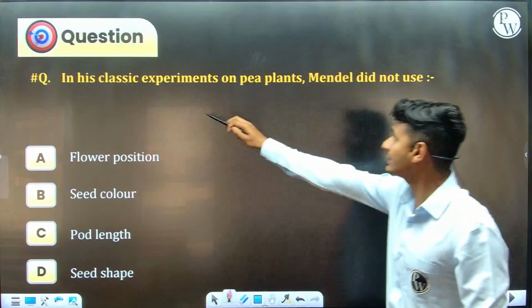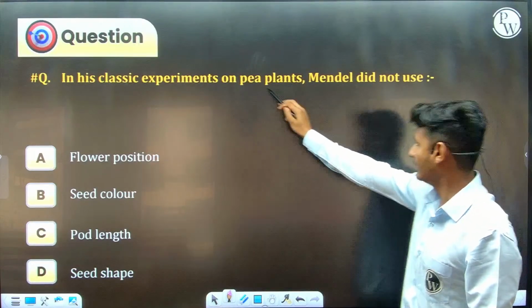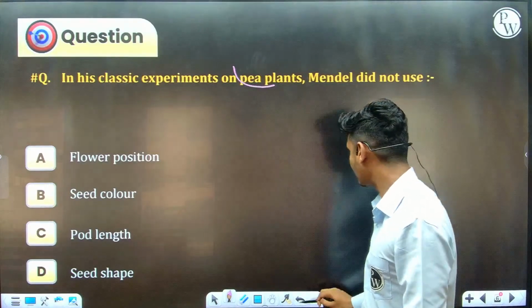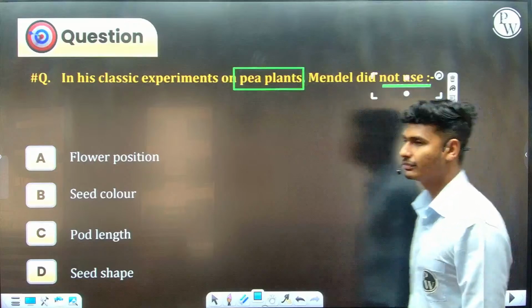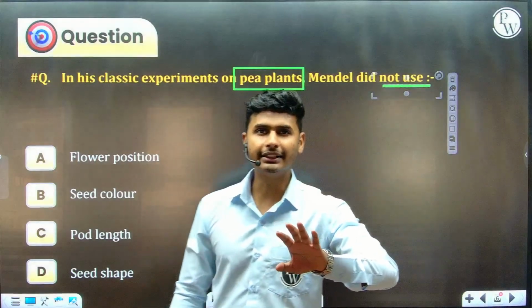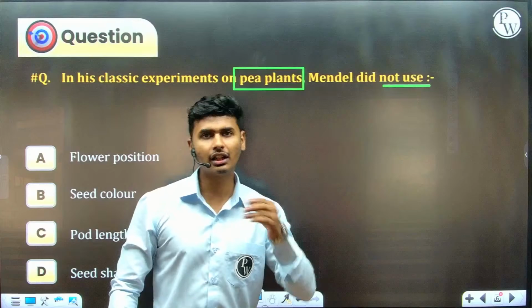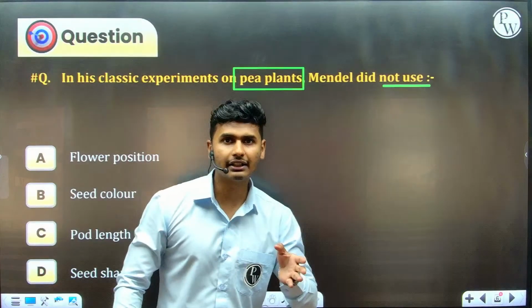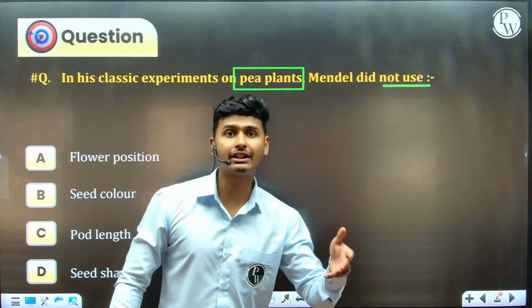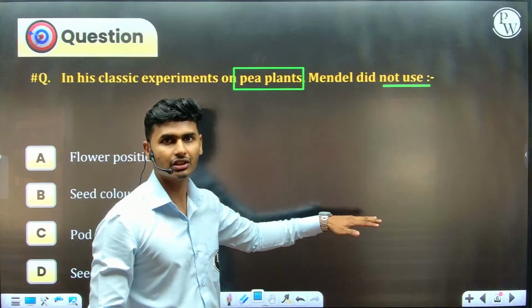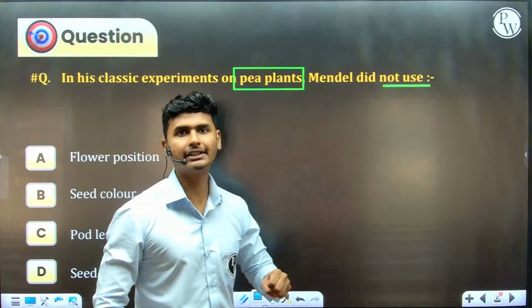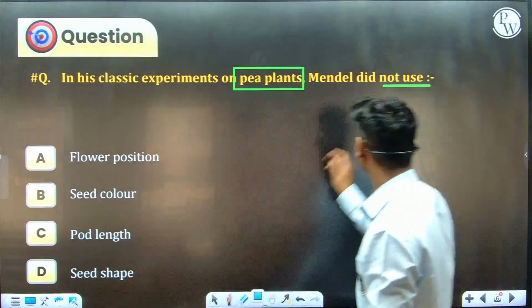In his classic experiment on pea plants, Mendel did not use, just remember the thing, the statement lies correct, not correct, incorrect, true, false, not correct, exactly correct. Those are the situations in which students get trapped in the examination. So understand the thing they are asking about.